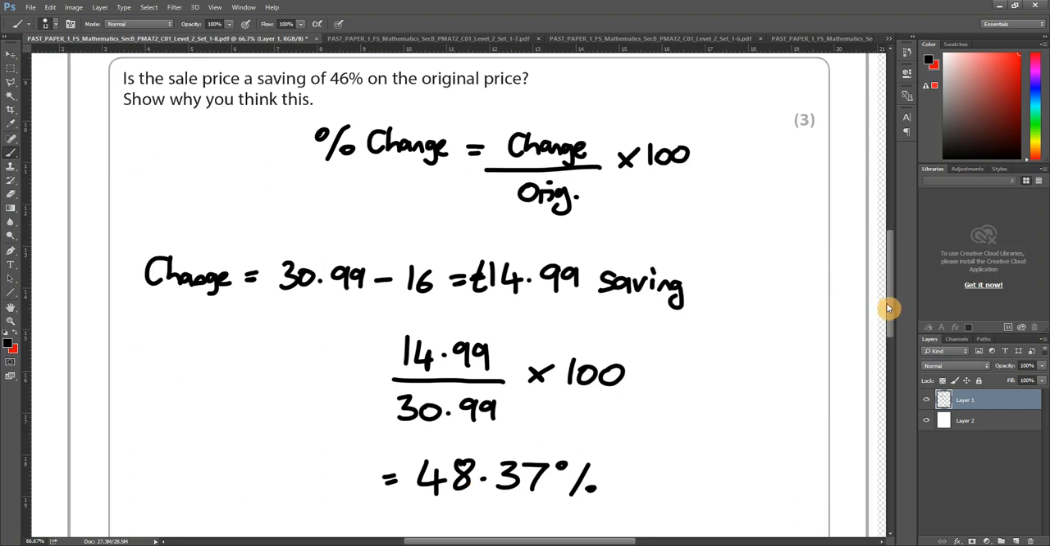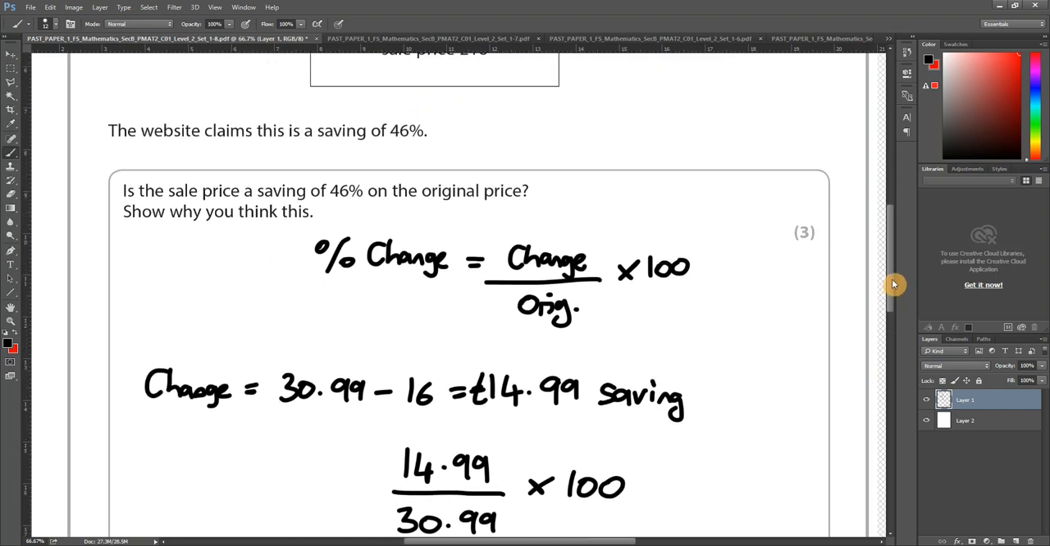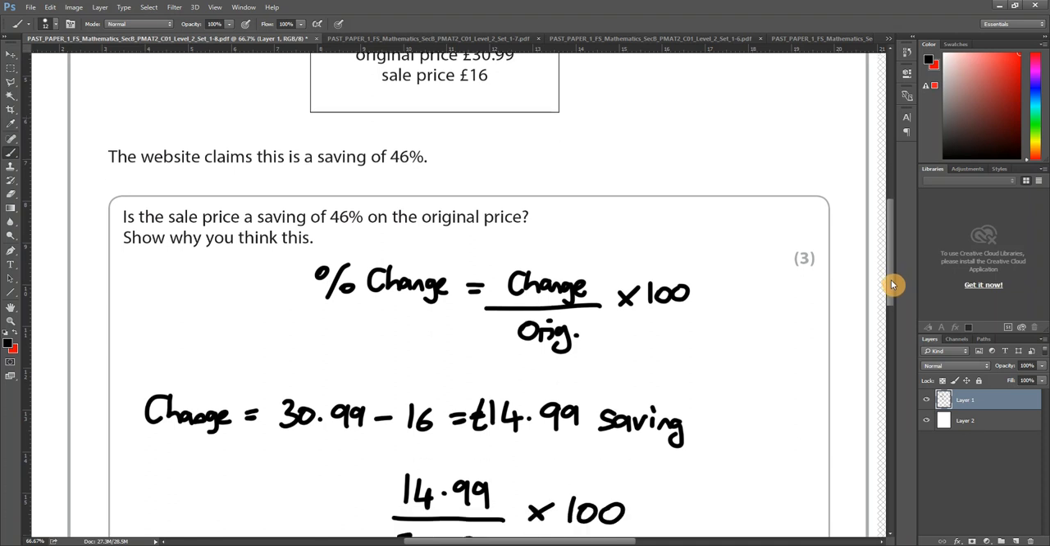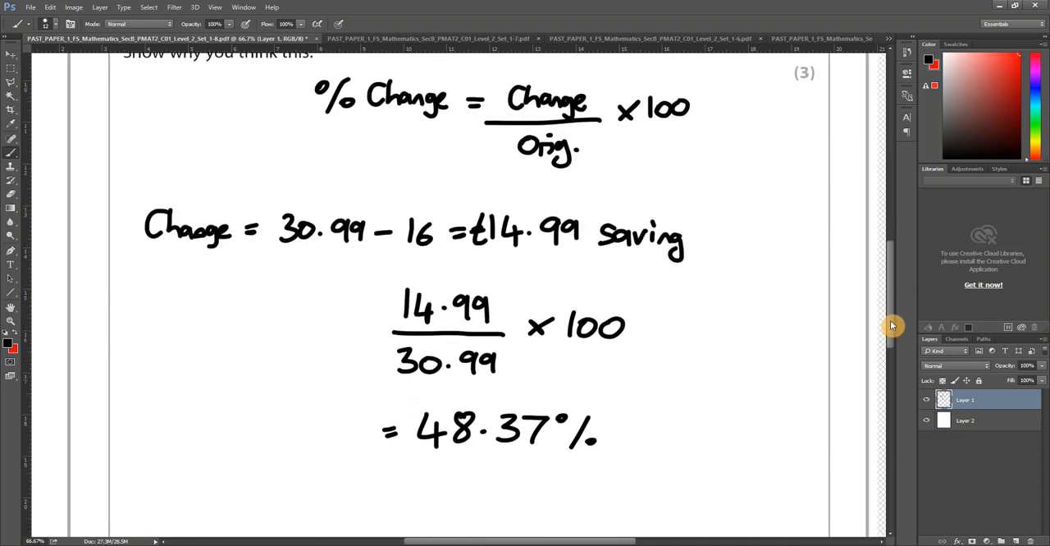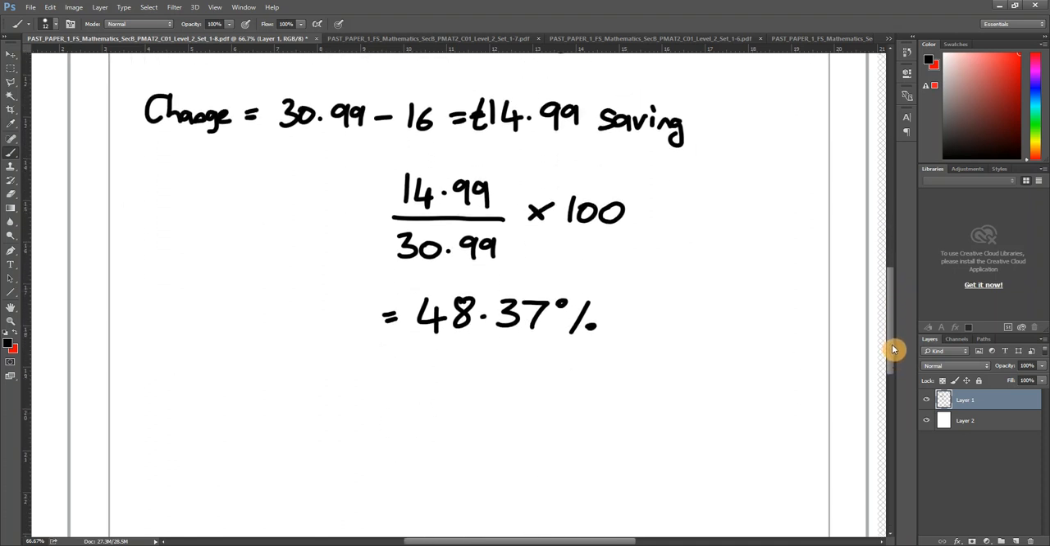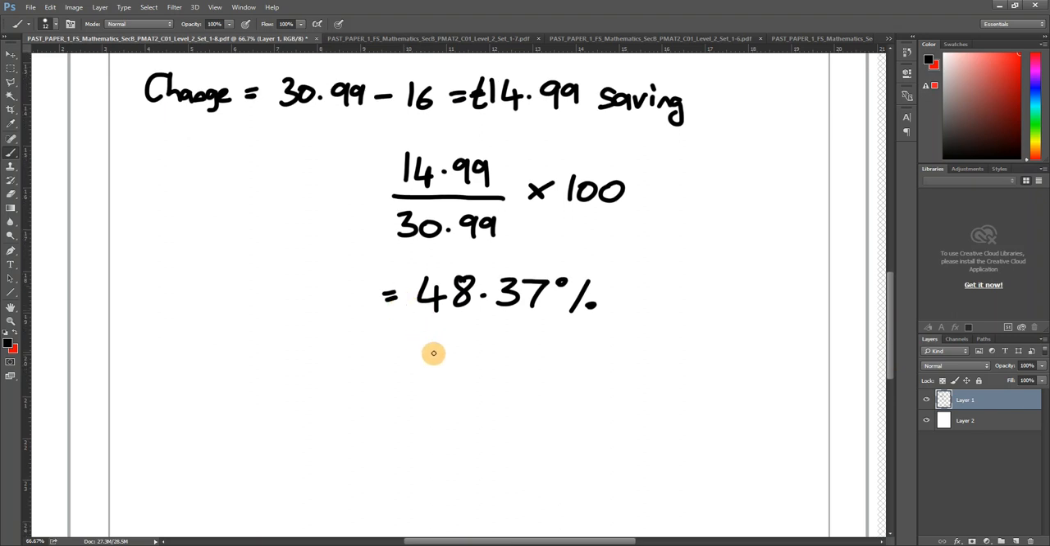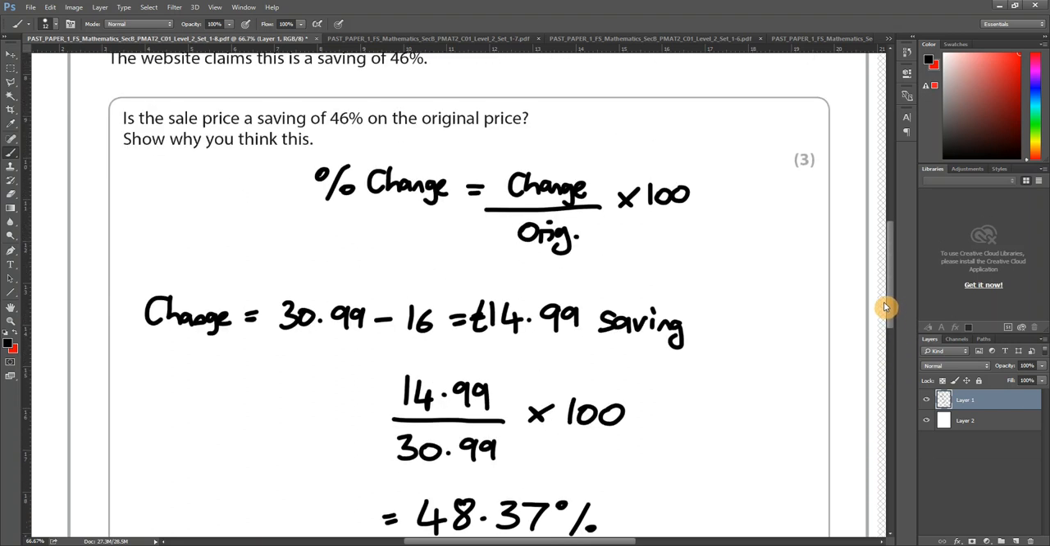So what do they say? The website claims that this is a saving of 46%. No, it's not. It's a saving of 48%. So no, it's not right. It's not the same as 46%, is it? So there's one way of doing it.